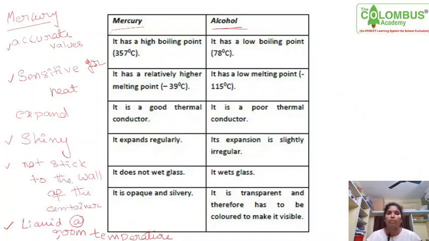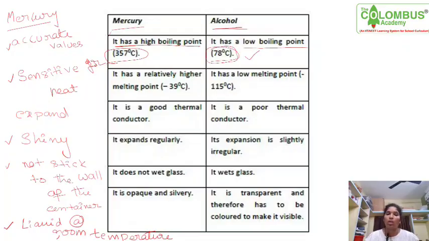Now we will compare mercury and alcohol. Mercury has a high boiling point. The boiling point is equal to 357 degrees Celsius. So I can go for measuring high temperatures. But alcohol does not have that high a boiling point; it has a low boiling point. It is 78 degrees Celsius. So we can measure low temperatures with alcohol.